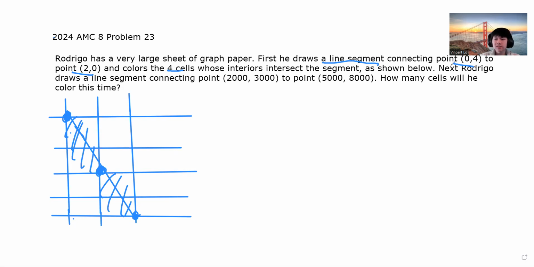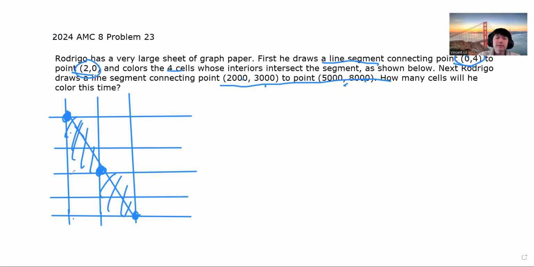So, the question gives us a smaller case, (0, 4) to (20, 0), and then a bigger case that we need to solve for. Usually in these types of problems, what you want to do is find some kind of formula or generalization that we can use to solve the big problem. Because obviously we're not going to draw (2,000, 3,000) and (5,000, 8,000). That's just too big. We don't have that large a sheet of graph paper. But we can draw (0, 4) and (2, 0) and see what the pattern is.